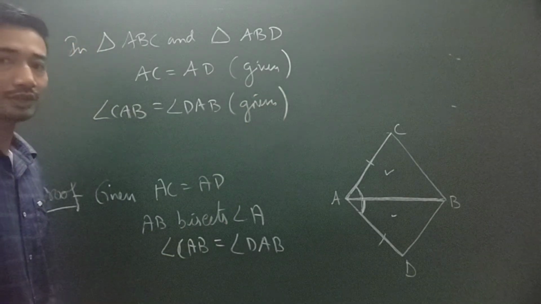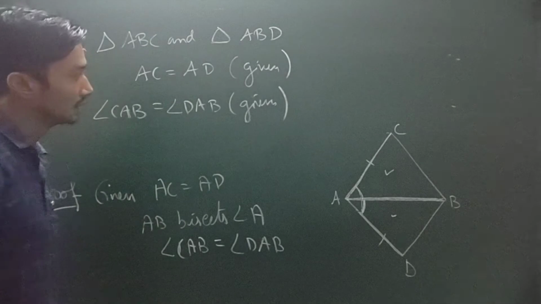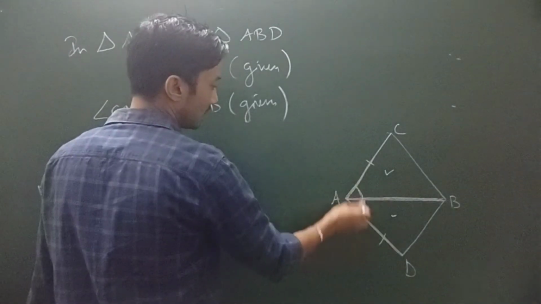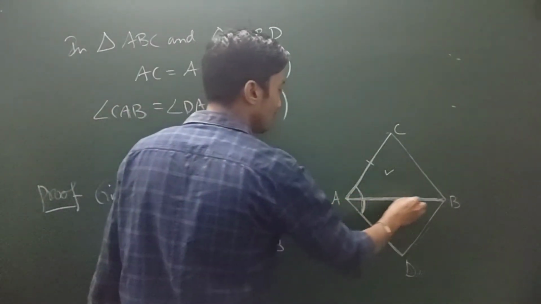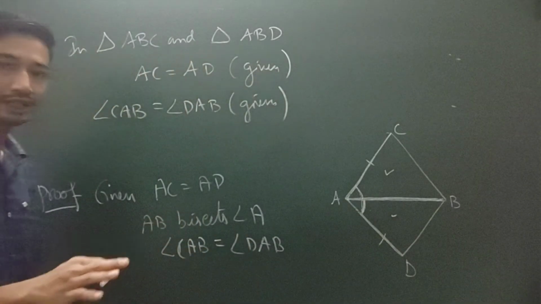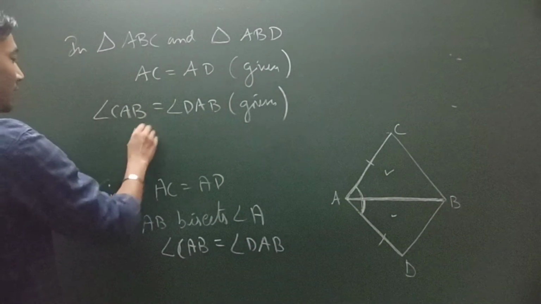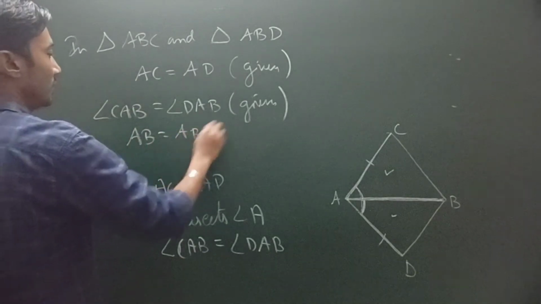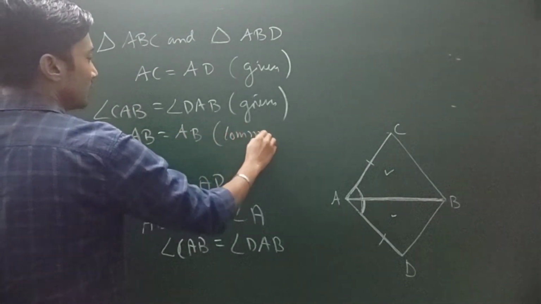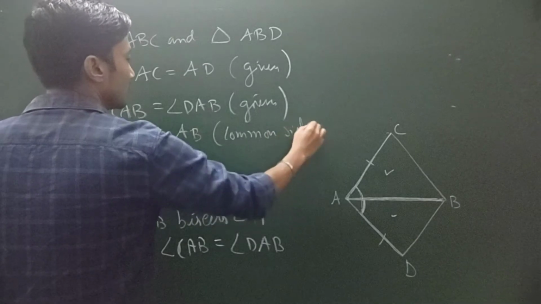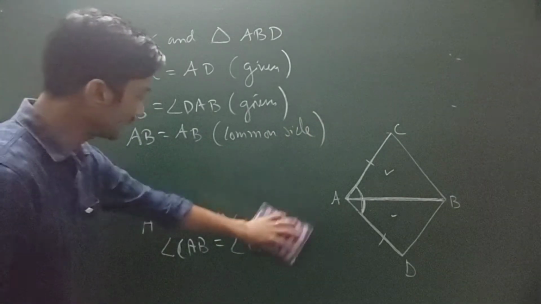How many criteria do we need? We need three conditions, at least three. So this side, this angle, this angle. See, AB. This is a common side for both the triangles, isn't it? Common, same, AB. So AB is also equal to AB. That is, we can just write common side. Common side. So what property shall be this?